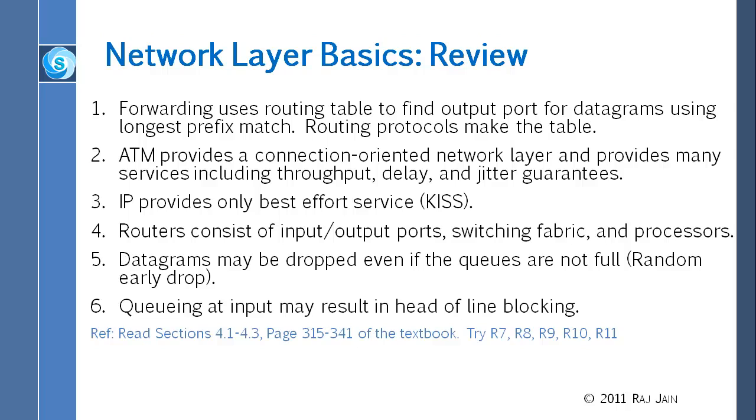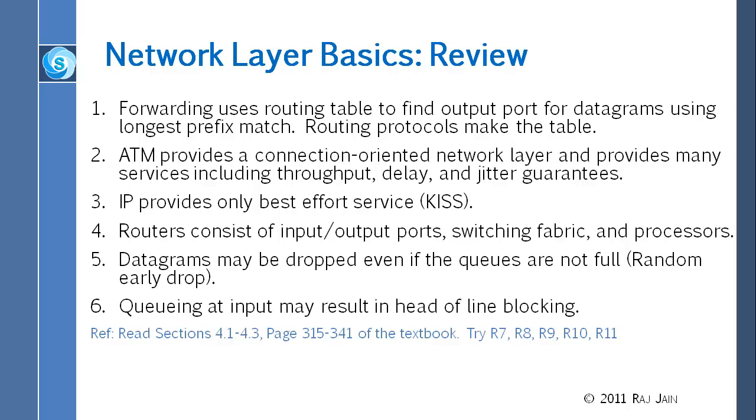Routers consist of input ports, output ports, switching fabric, and the processors. We just went through the switching fabric. We showed you the three parts of the routers: the input port, output port, and the switching fabric. The book has a little bit more detail. I expect that you can read all that. It's not critical. I want to spend time on the critical part of the chapter, so that's why we are moving on.